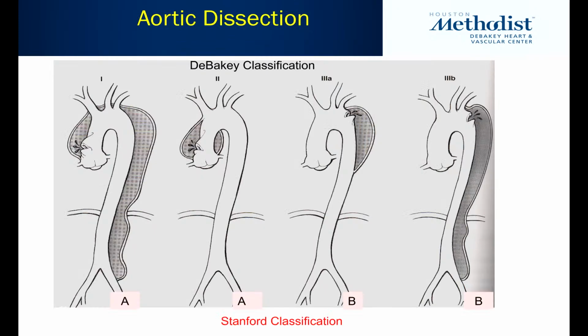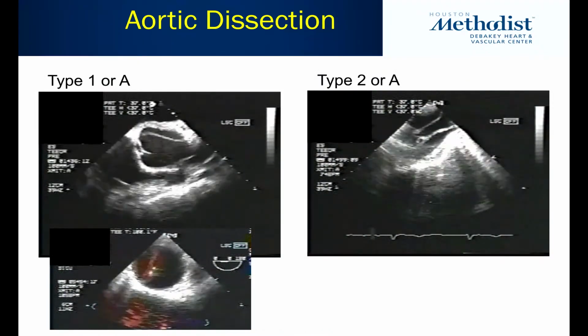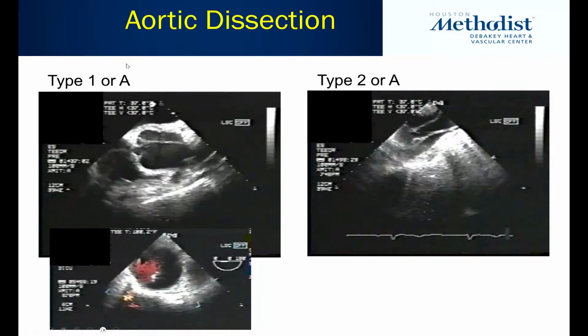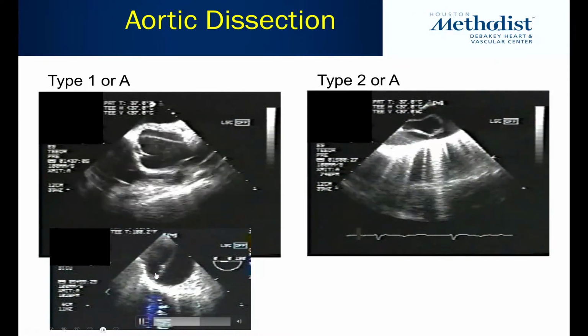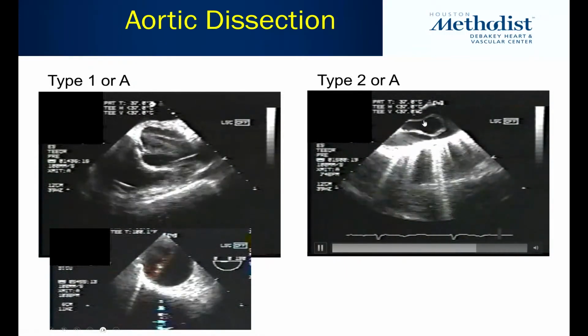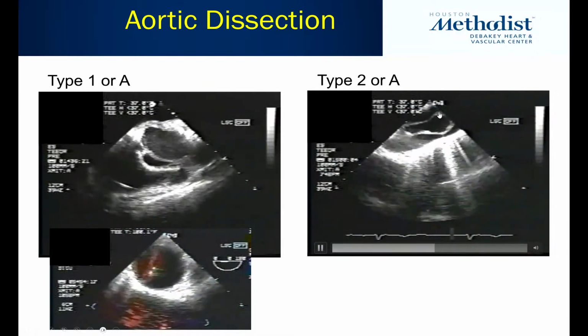This is the classification, very well established and shown. It's a beautiful example of a type 1 that starts in the ascending aorta, but you can see also the intimal flap in the descending aorta. And this is a type 2, which ends in the arch and doesn't go beyond the distal arch.